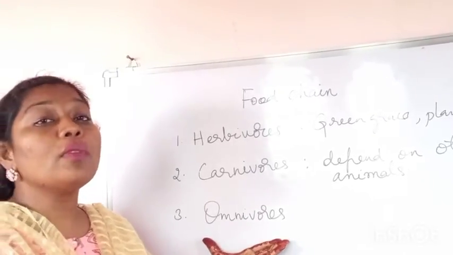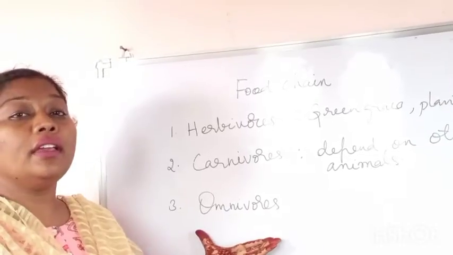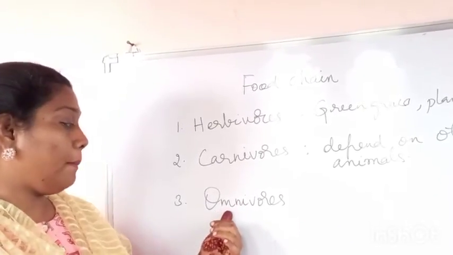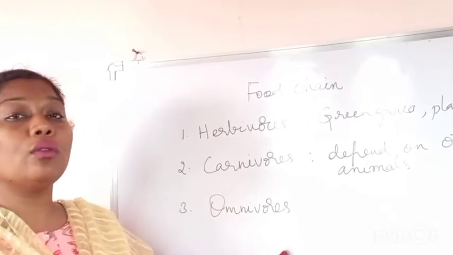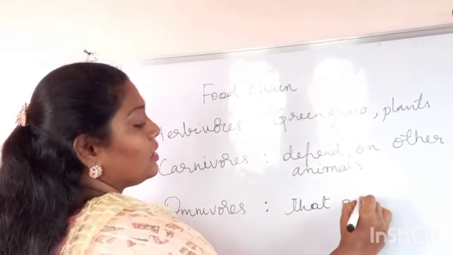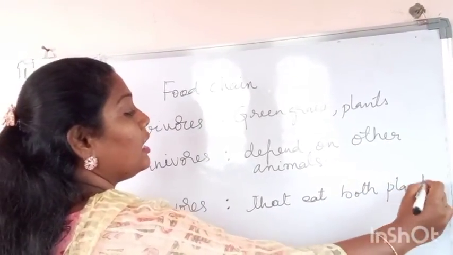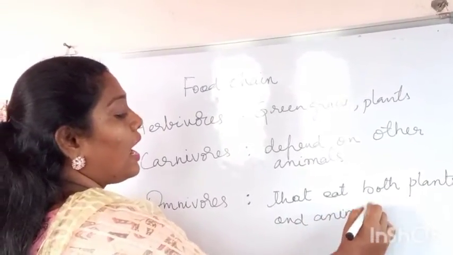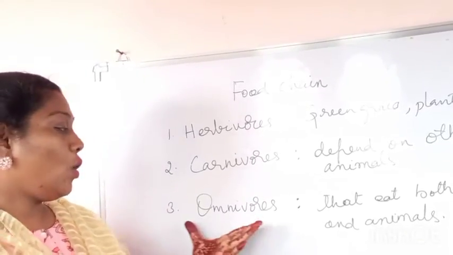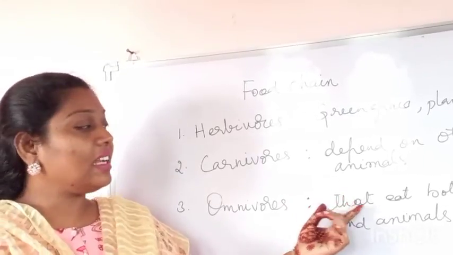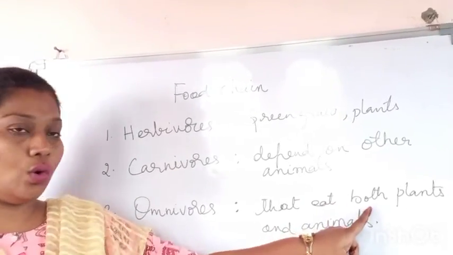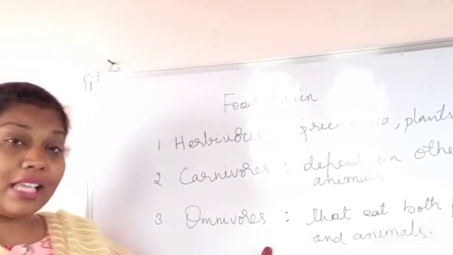Now, the next kind of animals. These are called omnivores. What are these called, children? Omnivores. O-M-N-I-V-O-R-E-S. Omnivores. So what are these omnivores? These are animals that eat both plants and animals. These animals eat plants and also eat animals. Okay? Omnivores are animals that eat both plants and animals. For example, human beings.